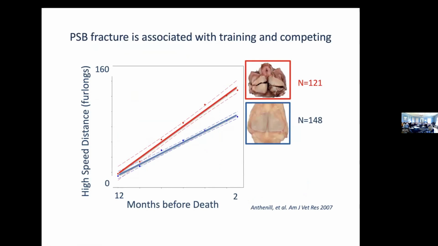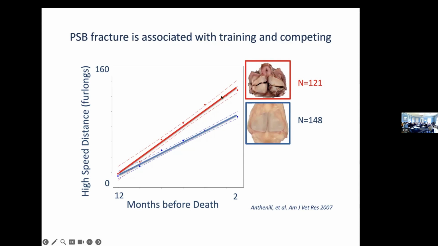I also want to mention one thing after Peter Hitchens' talk yesterday, and I think what she said is really important. Here we're looking at 127 horses that fractured their proximal sesamoid bones versus 148 that did not. You look at their exercise history before fracture occurred or didn't occur, and the red line are horses that fractured, the blue line are horses that didn't. What we can see from the steep slope is that the horses that fracture require many more high-speed furlongs than those that don't fracture.